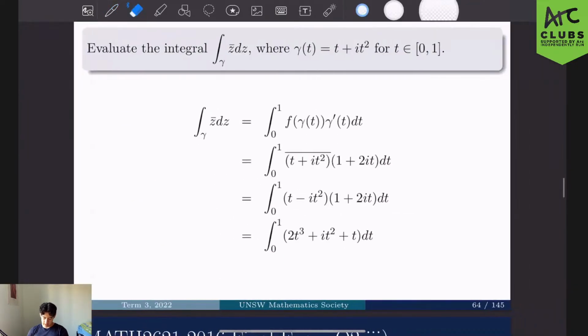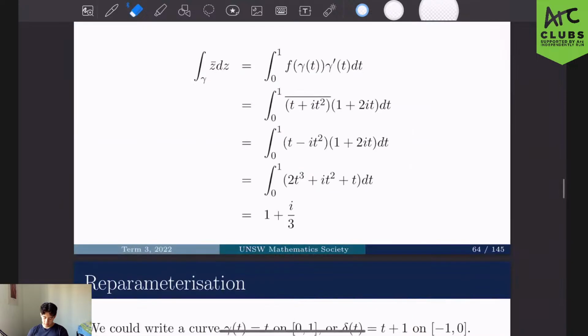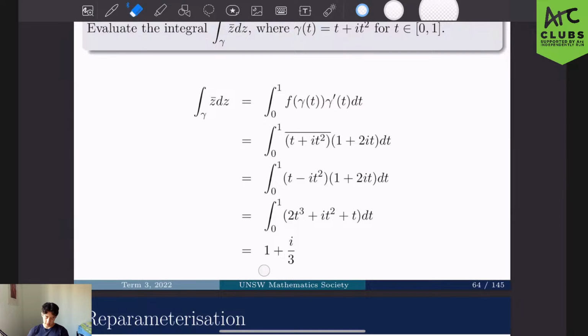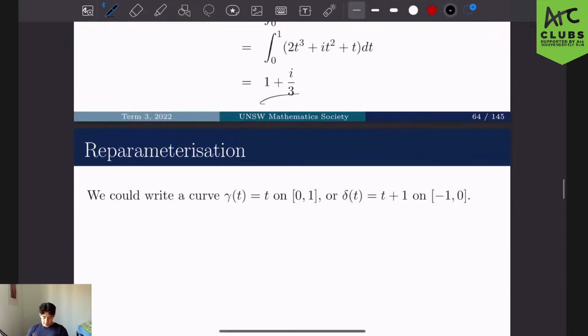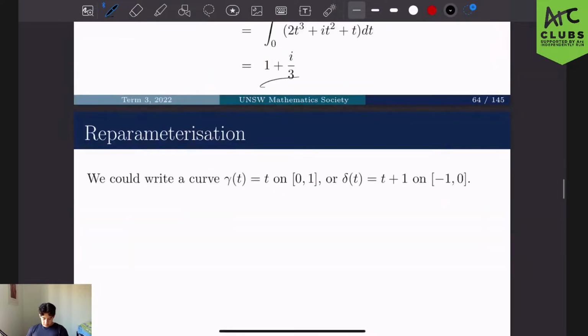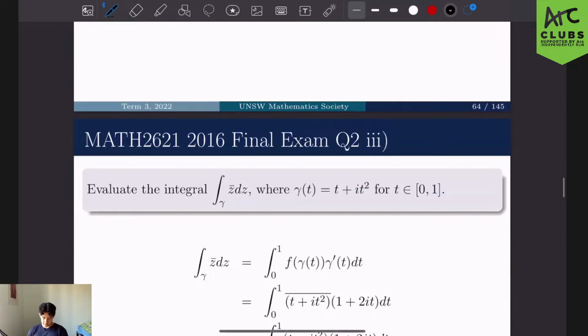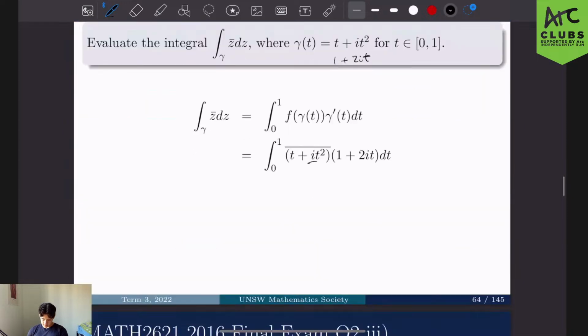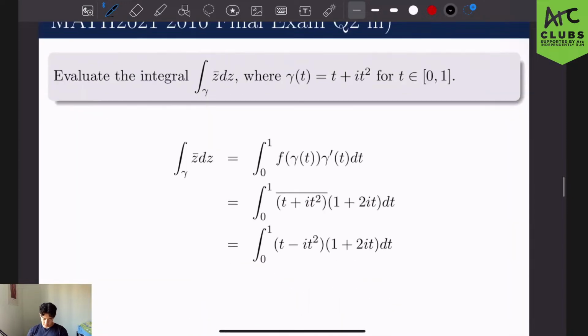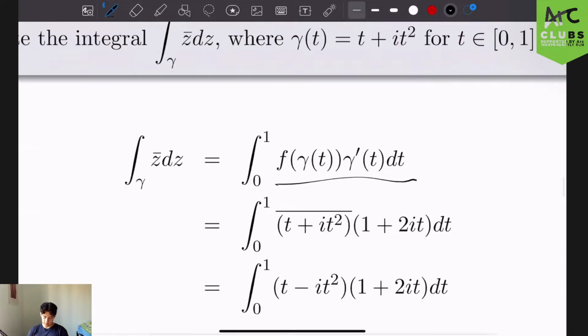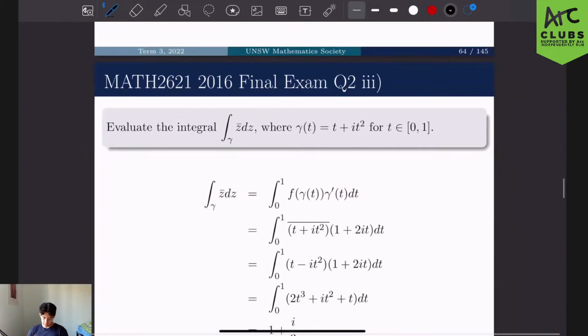Then we expand out, we get a cubic, easy to integrate a cubic, substitute in, and we're left with this value here. Sweet. Basically we just use this formula here, substitute in the bounds, and that's all that we have to do.